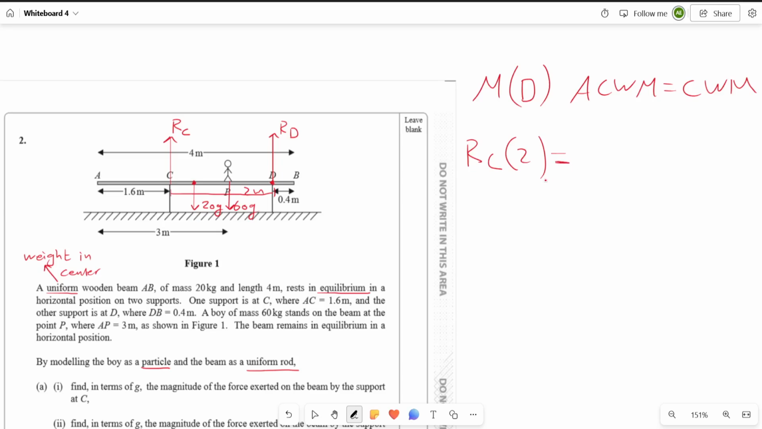I'm going to equate this to the anti-clockwise moments, which are going to be the 20g multiplied by this distance over here. What is this distance? Okay, let's try and think about it.